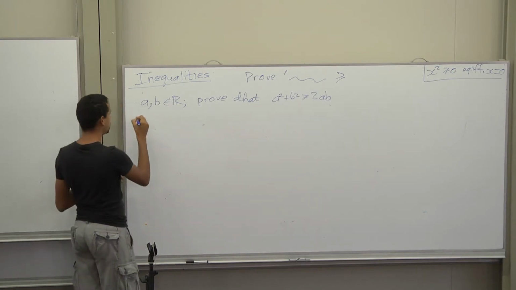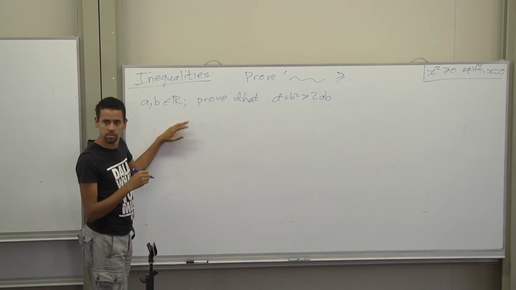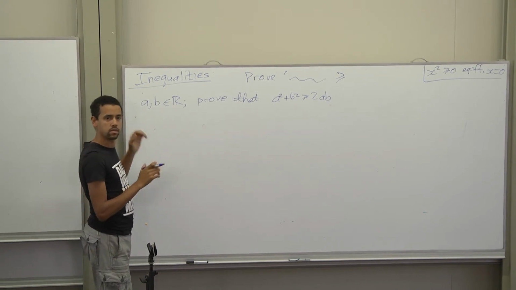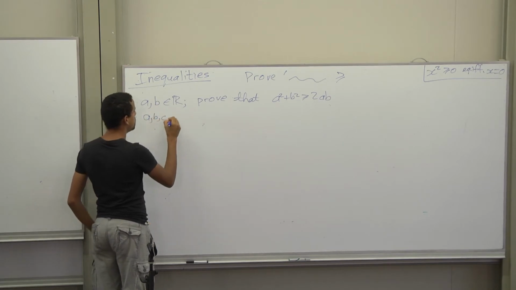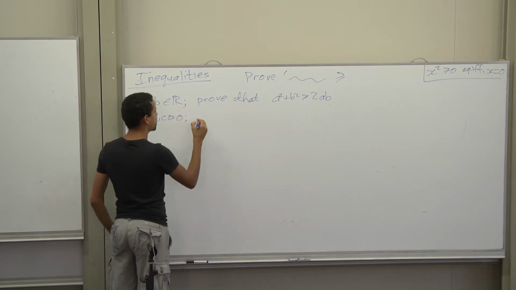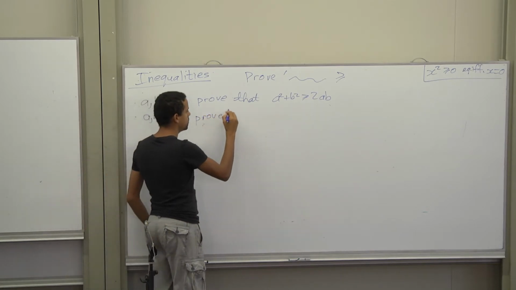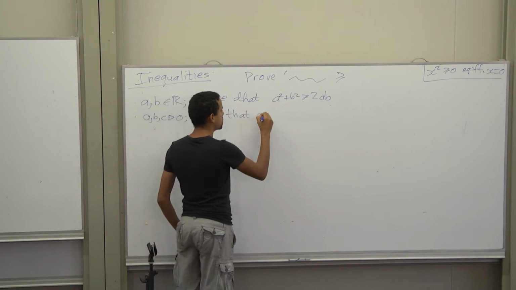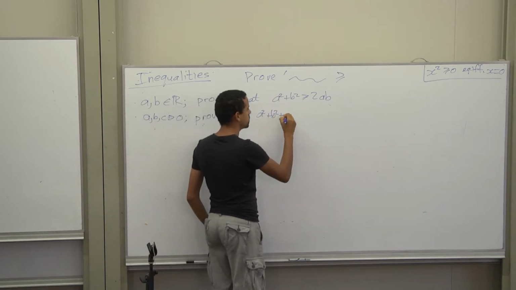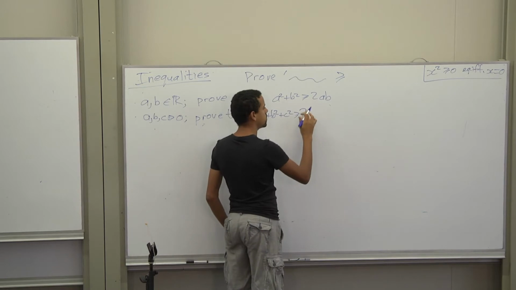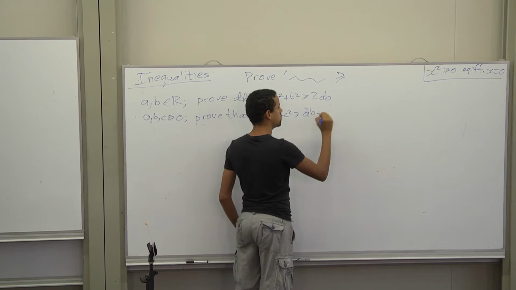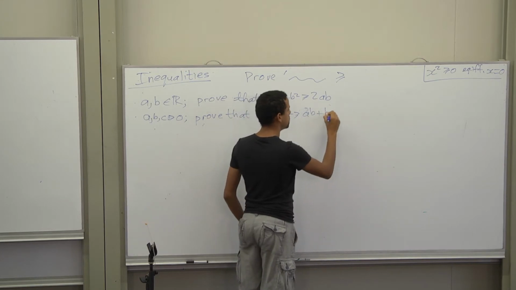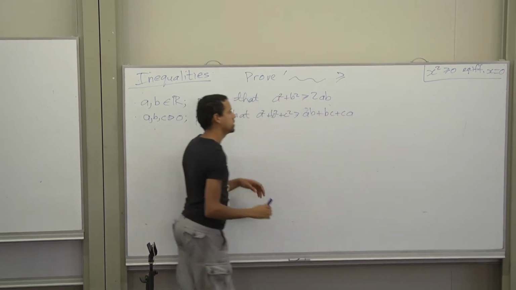slightly more complicated, we're going to do this next example in like 5 different ways. So, A, B, and C are, let's make them positive this time, and prove A squared plus B squared plus C squared is greater than or equal to AB plus BC plus CA.